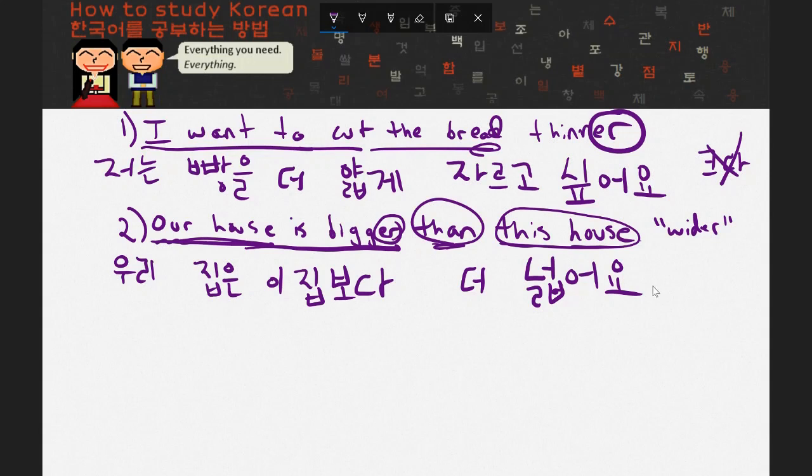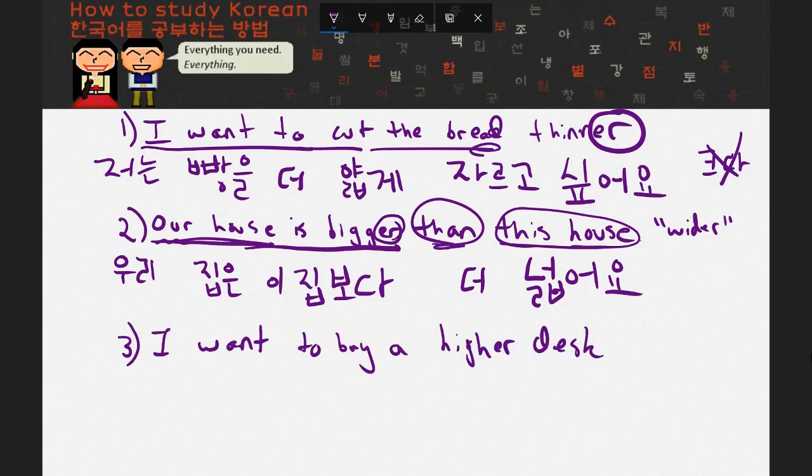The next sentence I would like you to try is, I want to buy a higher desk. I'll give you 10 seconds, and you can start now.